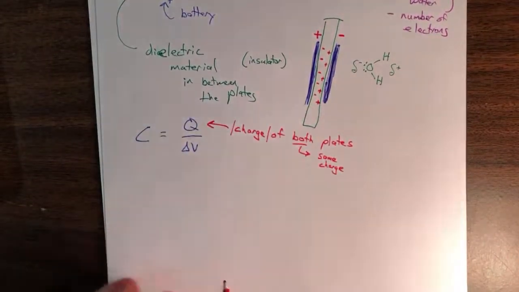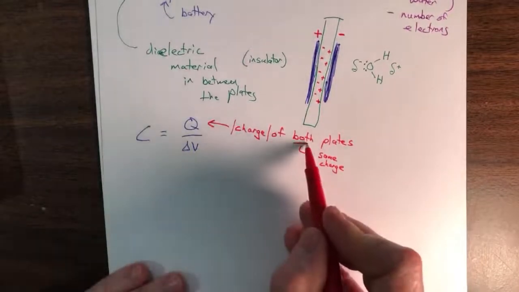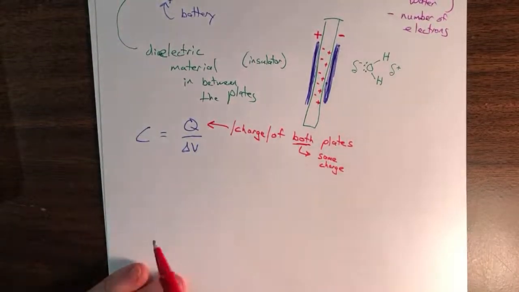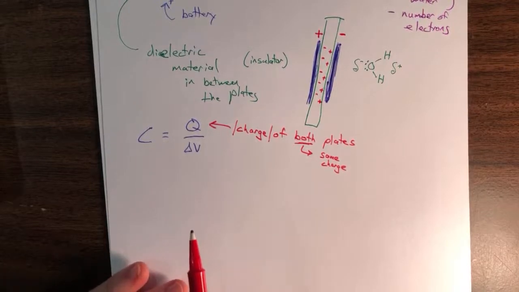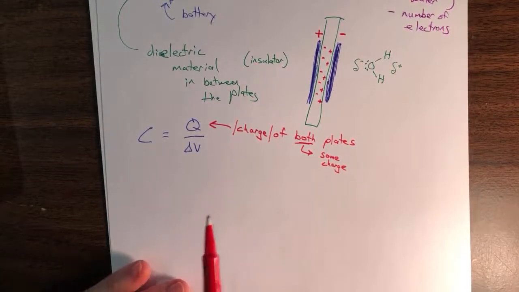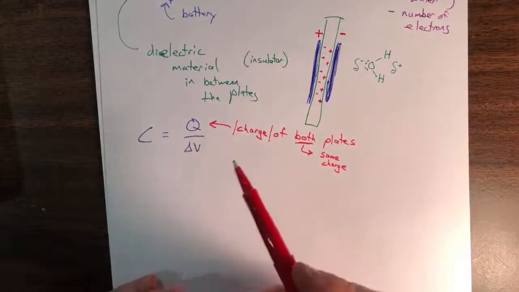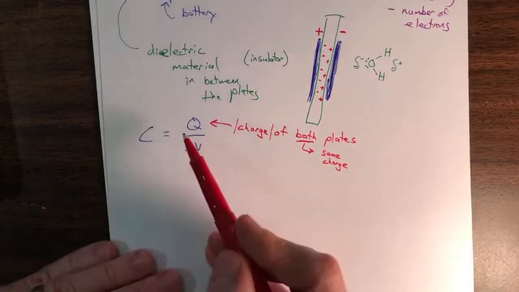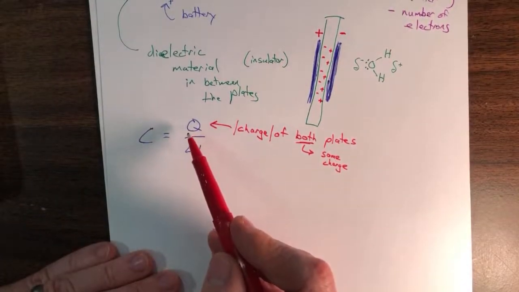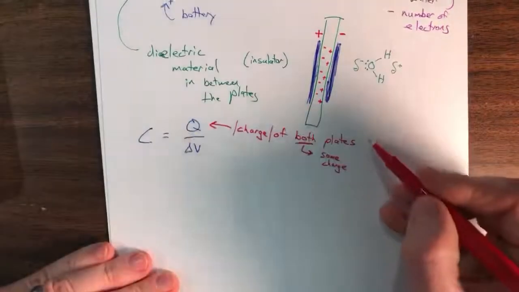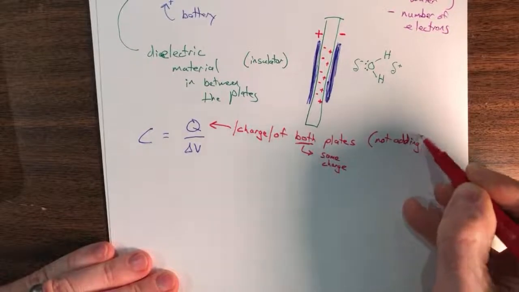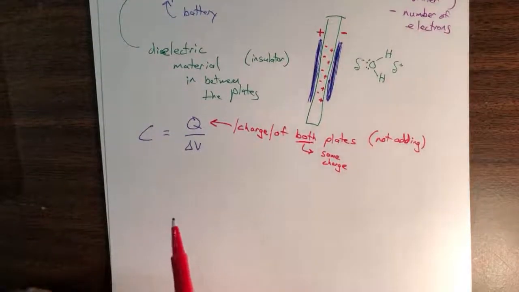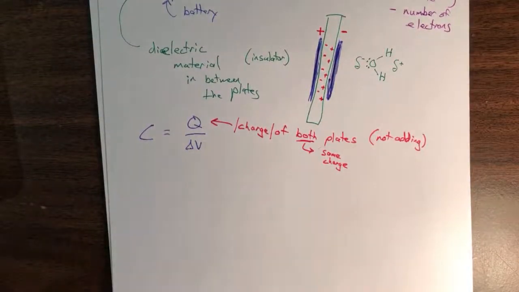Now it's going to be a little bit more of a complex situation if they don't have the same charge, but in any kind of system that we have imagined so far, if you hook it up to a battery or something like that, they're going to build up the same charge. So you're not going to add them together. It's just simply going to be the charge of either one of those plates. It's the charge of just one plate, which is the charge of the other plate. Okay, that's what Q is.